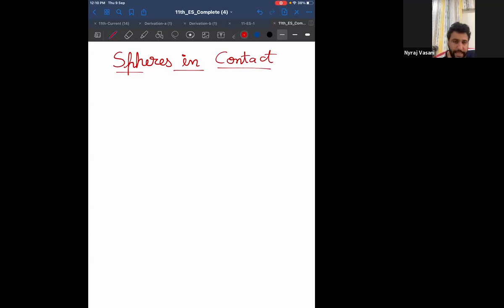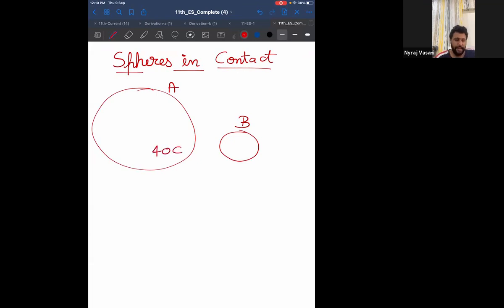Now remember, if there are two metallic spheres, look at the screen. Doesn't matter what their radius or size is. If this is sphere A and this is sphere B, remember, it does not matter what the size of the sphere is. If this sphere is carrying a charge of 40 coulomb, and this sphere is carrying a charge of 10 coulomb, and they are brought together, means they are touched, and then they are separated. What will be the charge on each sphere? That is the question.